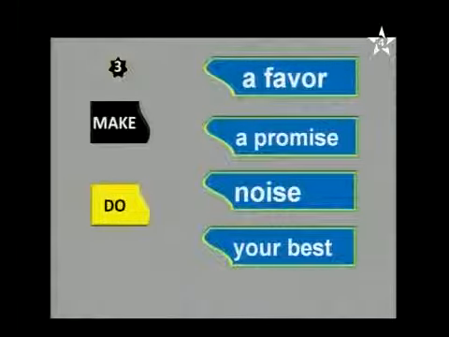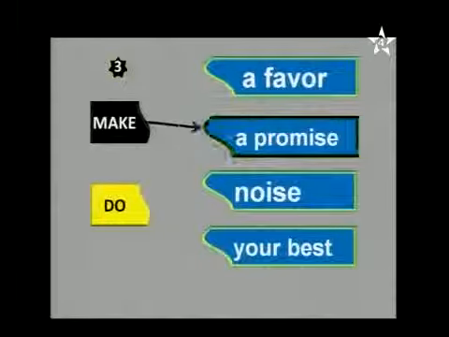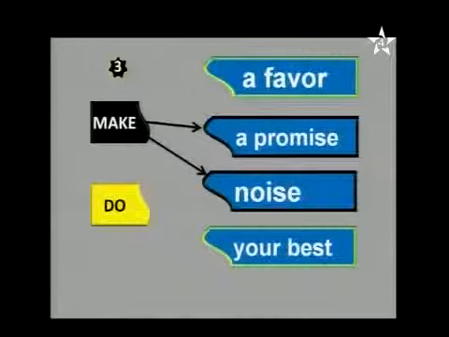So, what do we say? We say to make a promise, good. To make someone a promise. And then, to make noise. Yes, you make noise. If you make noise, you disturb people. And then, for favor, what do we say? Do we say to do someone a favor or to make someone a favor? Of course, to do someone a favor. And your best? Good. You do your best. You do what you can.